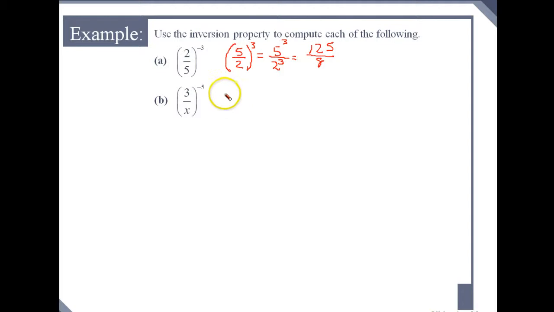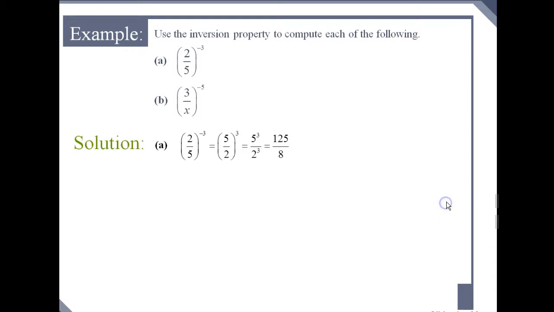And this would be, again, x over 3 to the 5th power. So that's going to become x to the 5th over 3 to the 5th. X to the 5th stays the same. And I use my calculator. 3 to the 5th is 243. There's our solution A, and there's our solution B.